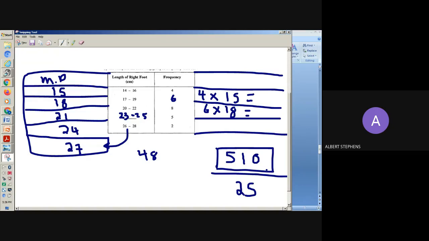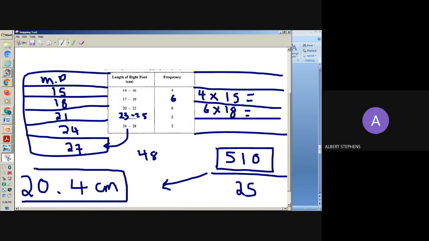So it's 510 now divided by 25. And what is 510 divided by 25? 20.4. Right. So the average length of these students' feet, well, there are some big feet, sir, is 20.4 centimeters. And that's the average. All right. Any questions? Or some of you are still working on the 510.